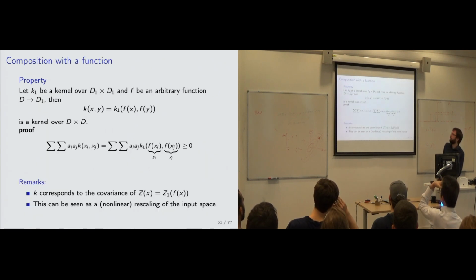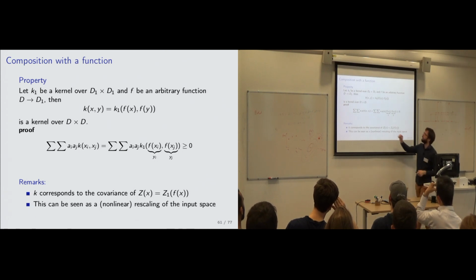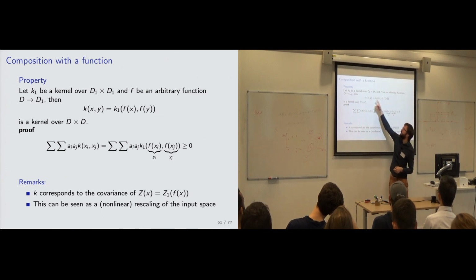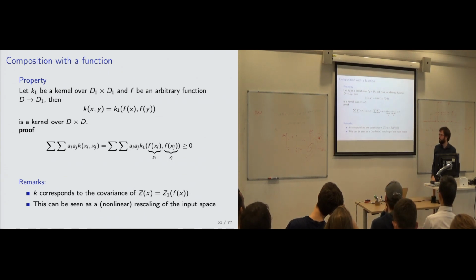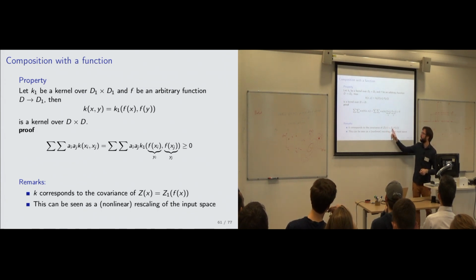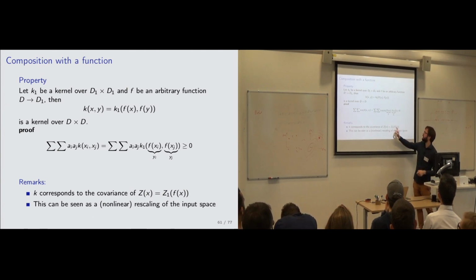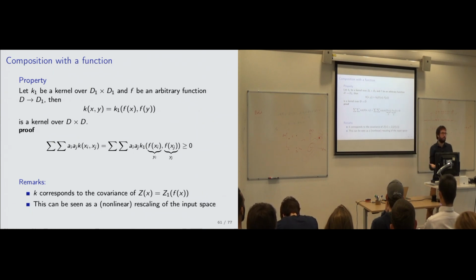So we can also make products of covariances over the same space. We can combine a kernel with a function. If this guy is a valid covariance, you can pick more or less any function f in here, and that will still define a valid covariance. And this covariance can be interpreted as the covariance of a GP that is Z1 evaluated at f of x. That can be seen as a nonlinear rescaling of the input space. What we had before with the length scale is just picking f of x equal to x over theta. But you can pick other types of transformation that are nonlinear if you want.